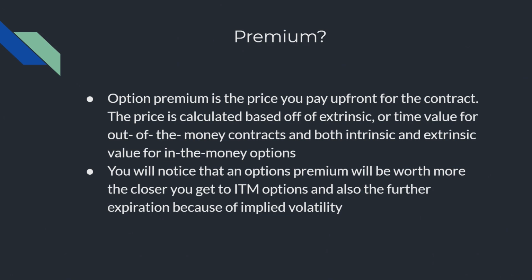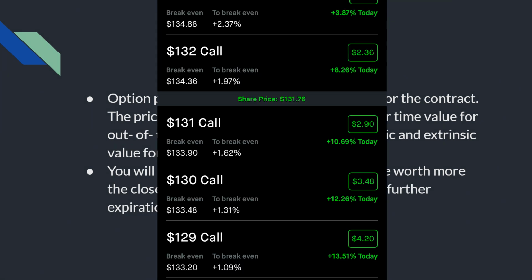So you will notice that an option premium will be worth more the closer you get to in the money options and also the further the expiration, because of implied volatility. I'm going to show you a screenshot now. You see how it says 131 call, 130 call, 129 call? You notice that it has this line above it. That means that it's in the money because Apple is already at 131. You see the Apple share price right now at the time of this video is 131.76.